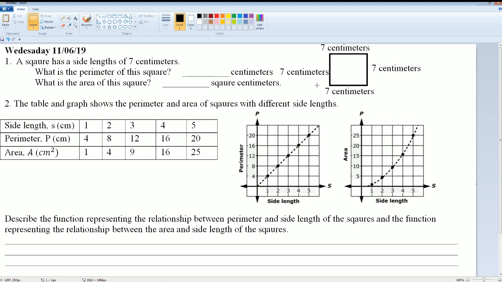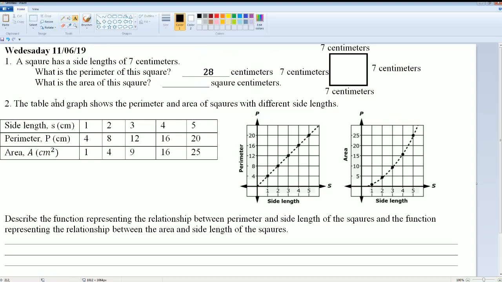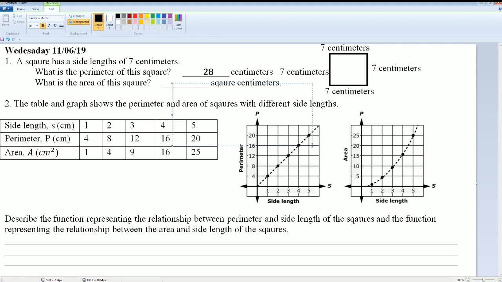So the perimeter is when you add all of them together. So what is 7 plus 7 plus 7 plus 7? That is 28 centimeters. The area is just length times width. So it's just 7 times 7. 7 times 7 is 49. Again, those are just the formulas. Okay?